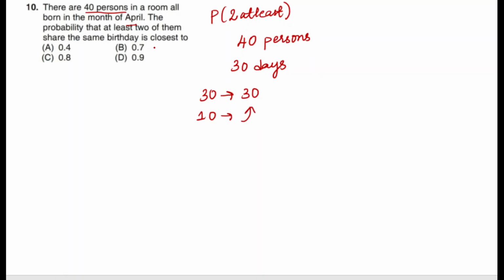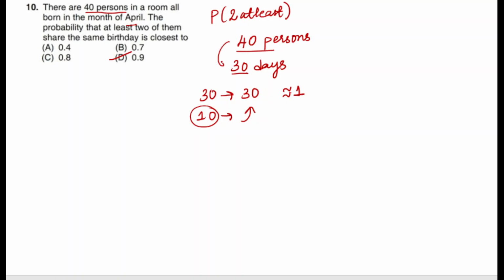Now they are asking what is the probability that at least 2 of them will share the same birthday, means 10 of them will share the same birthdays. Thrice they can share the same birthdays, or 4 can share the same birthdays, like that. So the probability we are getting is nearly equal to 1. That is nearly equal to 0.9. I hope this is a very easy question and it is very clear to you people. Out of 40, we have 30 days.